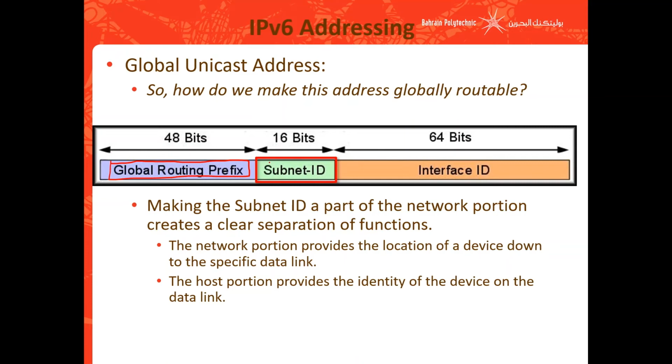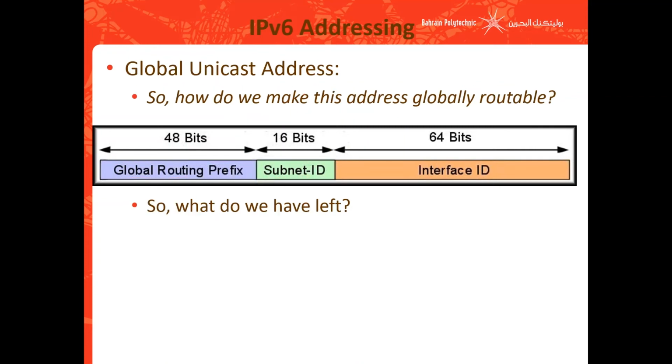The subnet is basically, let's say within Polytechnic, we have different departments. So which department is it from? And then the interface ID will identify the host. This is for identifying host. This is for identifying subnet, which department, etc. And this one is to define or identify the location. Okay. Now, what do we have left?